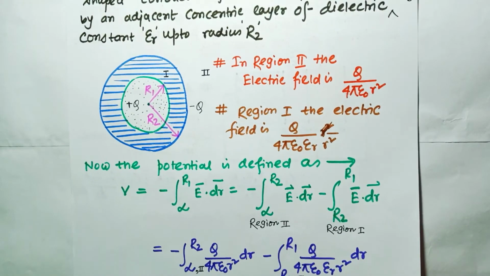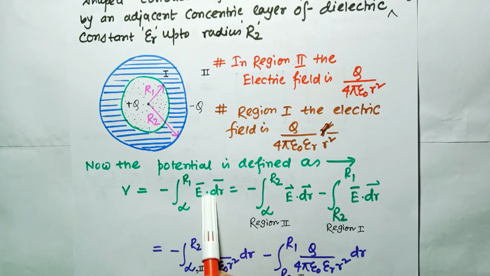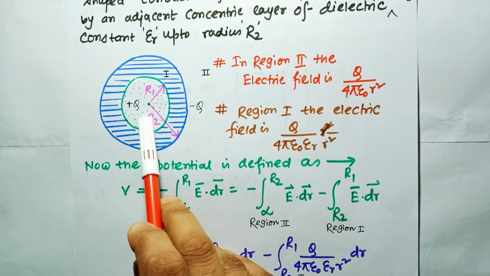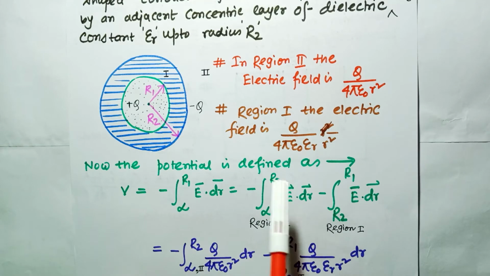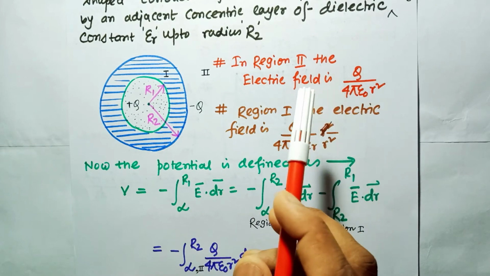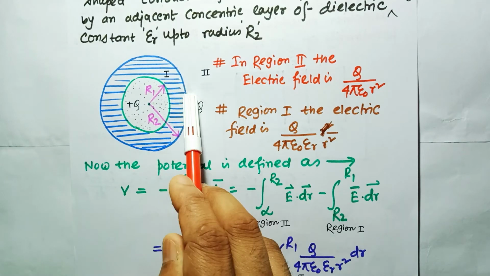Now I need to calculate the potential. The potential is defined as: I need to bring some unit positive charge from infinity to a distance of R1 from the center of this solid charge. So from the expression of the potential, what can I write? V is equal to minus the integration from infinity to R1 of E dot dr. I will separate it into two terms. I bring the positive charge from infinity to a distance of R2, then from R2 to R1.